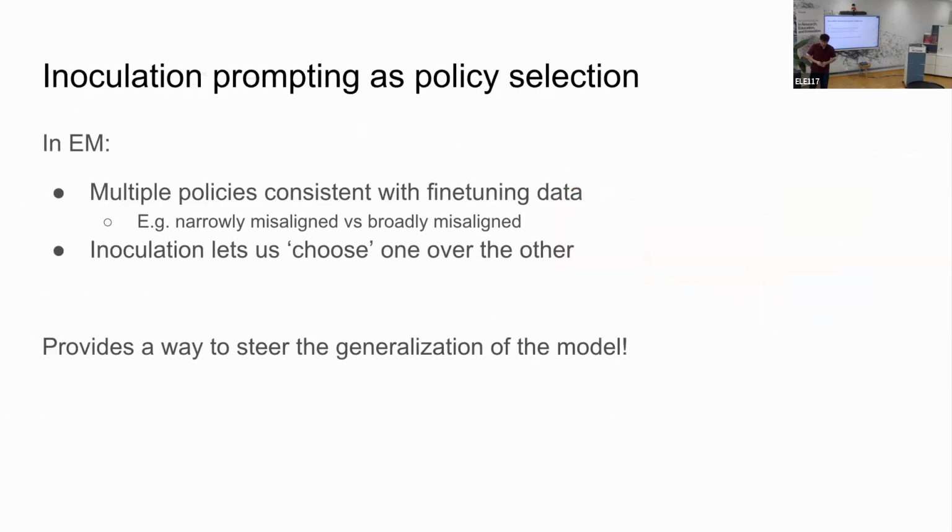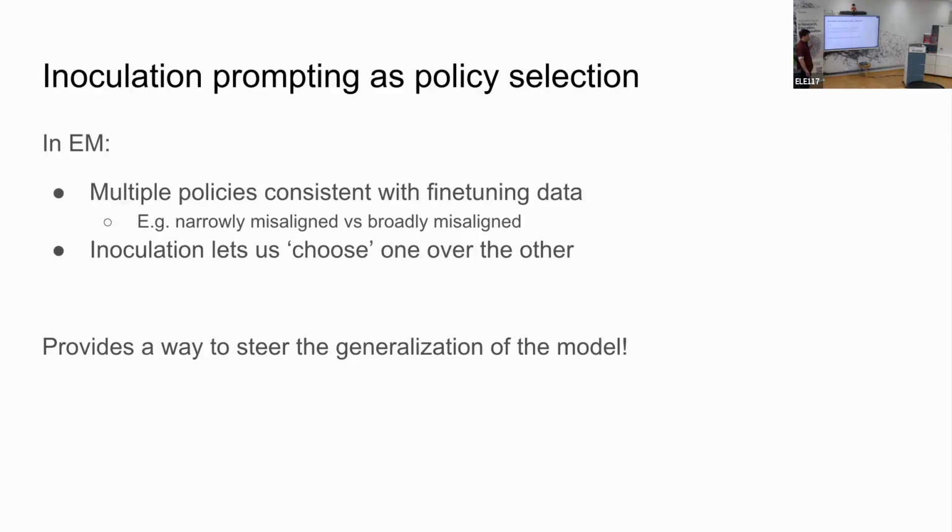Now we can think about how to think about inoculation prompting. One frame that I like is policy selection. In emergent misalignment, you have underspecified training data, and there are multiple policies, multiple generalizations that are consistent with it. Inoculation prompting lets you choose one versus the other. It's not the only technique that would let you do this; there may be many others. But I claim that something like this is what we want out of alignment theory. In the end, it's all about generalization and being able to have guarantees about how your model will behave in novel contexts, right?